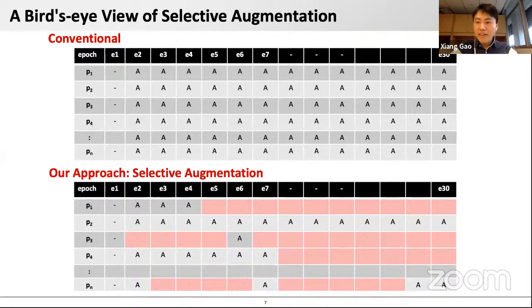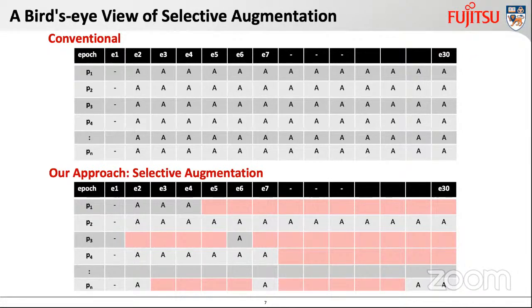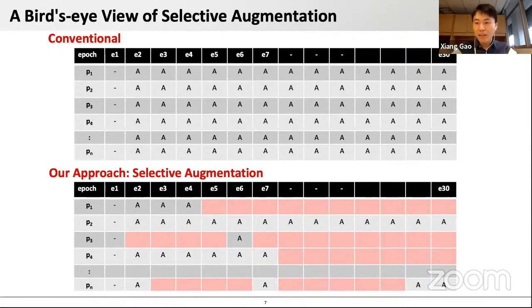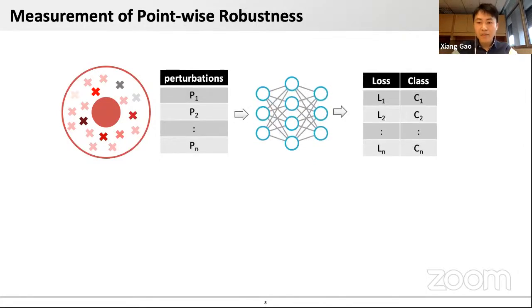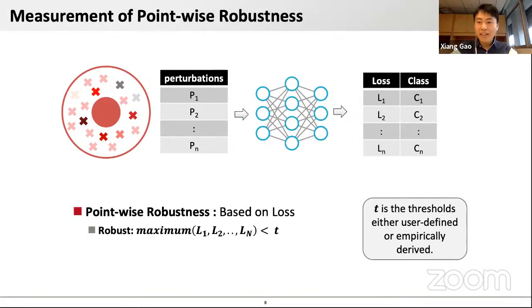As I just mentioned, the conventional method augments each data point, which is inefficient. We save a significant amount of training time by skipping some data points, which are presented using red cells in the figure. Our main idea is that we can skip augmenting some data points that are already point-wise robust. We define the point-wise robustness based on loss. For a given data point X, we first generate its perturbations and then generate the corresponding loss. If the maximized loss is less than a threshold, we regard X as a point-wise robust point, which will be skipped in the selective augmentation.